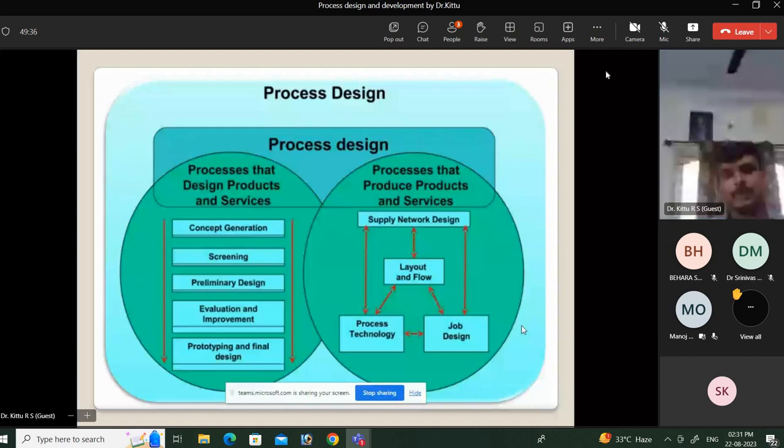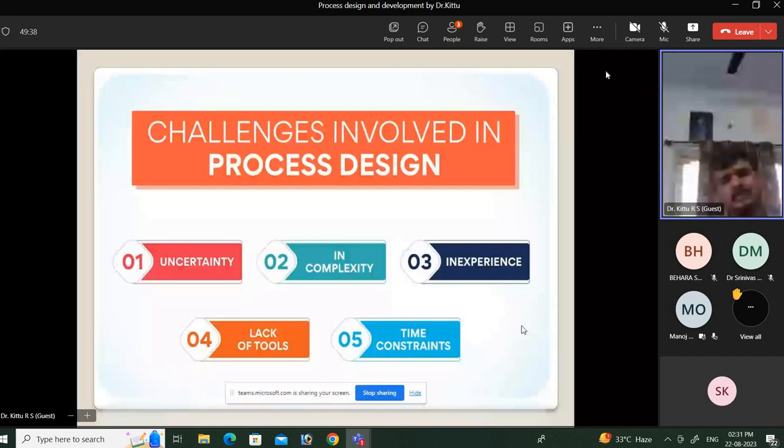Then, what are the challenges you are involved in with the process design? Why are these the challenges we are facing in the process design? First one, uncertainty. We are always unable to predict everything. There may be chances that anything can happen, or any changes are possible in the scenario.